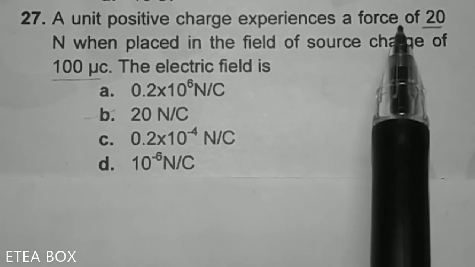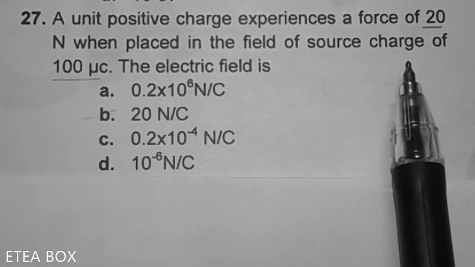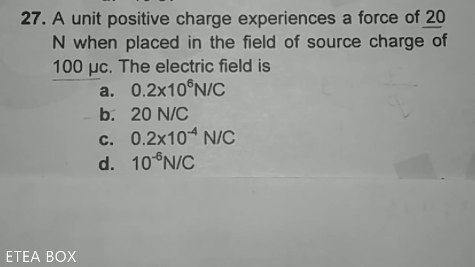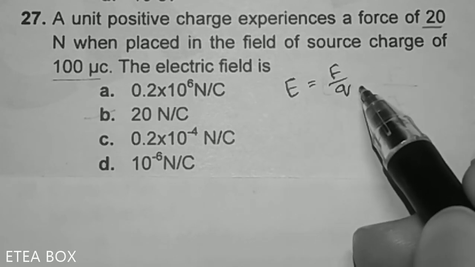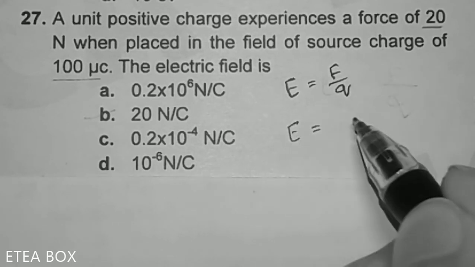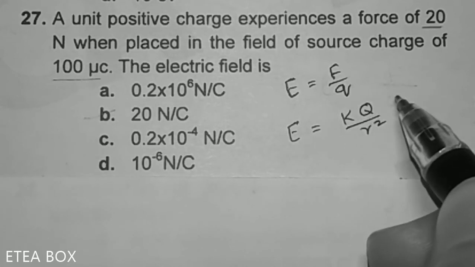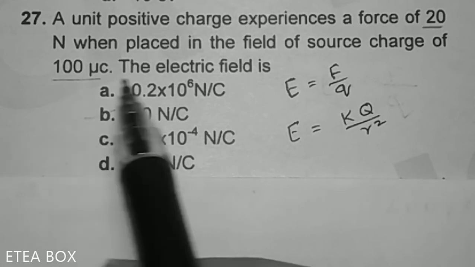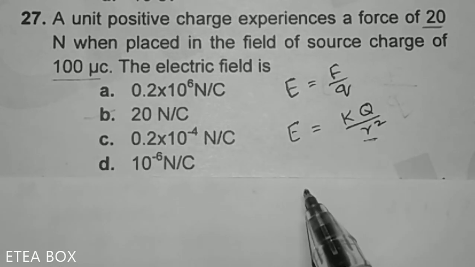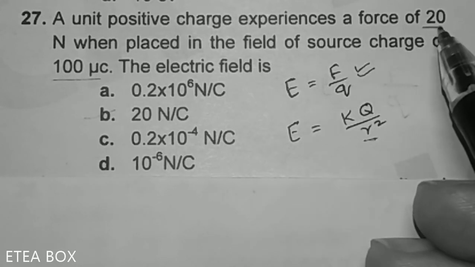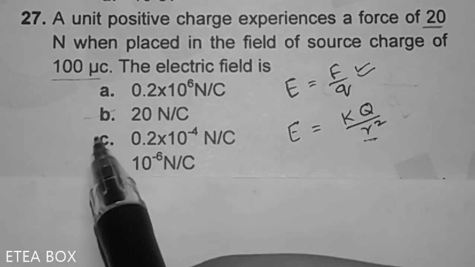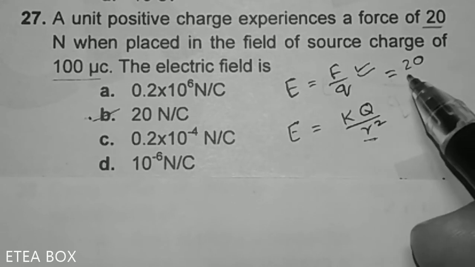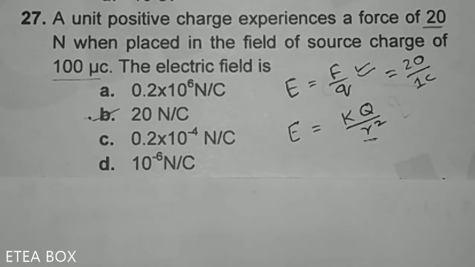A unit positive charge experiences a force of 20 Newton when placed in the field of a source charge of 100 microcoulomb. The electric field is... Now look here, there are two formulas for electric field. One is F divided by Q, force per unit positive test charge, and the second is KQ divided by R square, where Q is the source charge. Now, a source charge is given, but the separation is not given, so we have to apply the first formula. 20 Newton force and a unit positive charge means the charge is 1 coulomb, so the answer will be 20 divided by 1 coulomb, which is 20 Newton per coulomb.